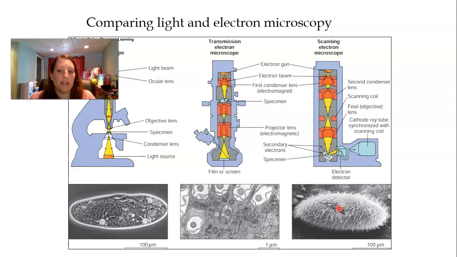Again, the downfall of electron microscopy is that you've got to coat the specimen in electron dense material or slice the specimen up and then stain using electron dense material, heavy metals. And so therefore, you cannot use living organisms when you're dealing with electron microscopy. So if you want to see something alive, you've got to use light microscopy.